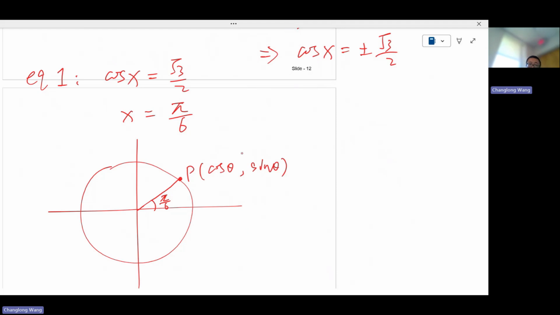So since we're looking at a cosine, which is the horizontal coordinate of the P, that means that we're looking at the projection of the P onto the x-axis, and the segment here should be radical 3 over 2. Is that right?